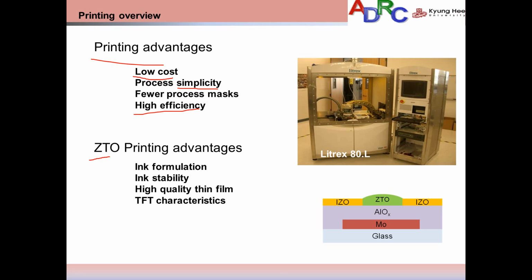Why? Because, compared to IGZO, you need only 2 atoms, so the ink formulation is simpler. Also, the stability of the ink, which is necessary to print and to form a good channel, is necessary to have. So ink stability is one factor which has to be regarded as important. Also, it gives high quality thin films, and the TFT characteristics are very good.